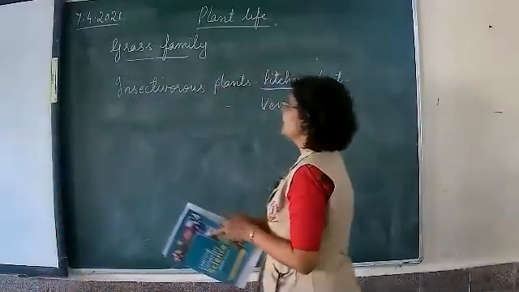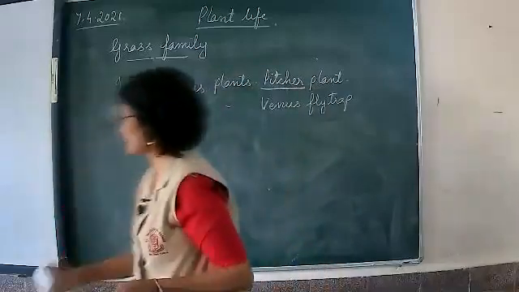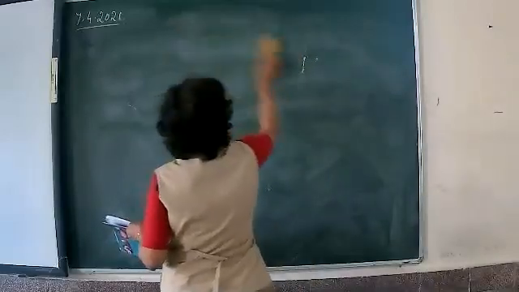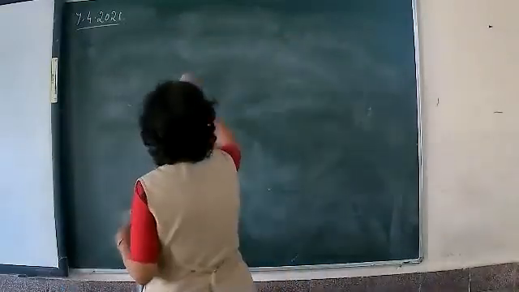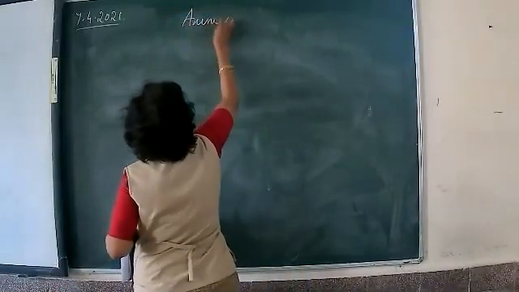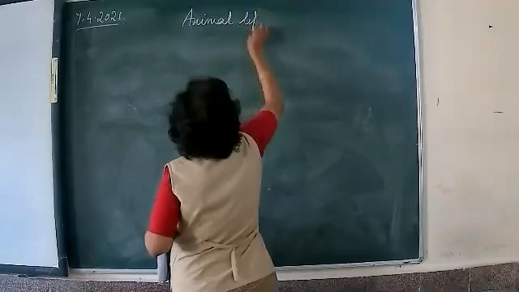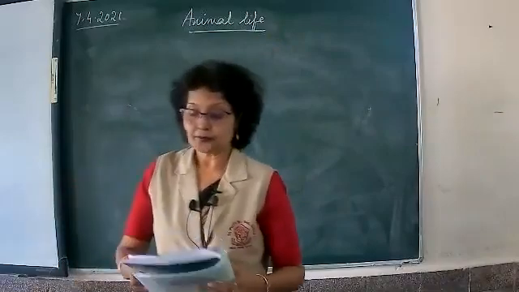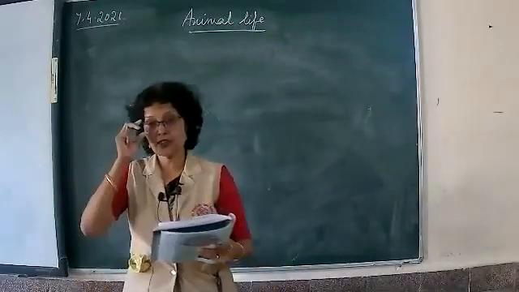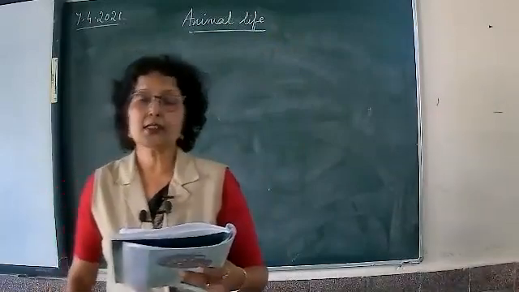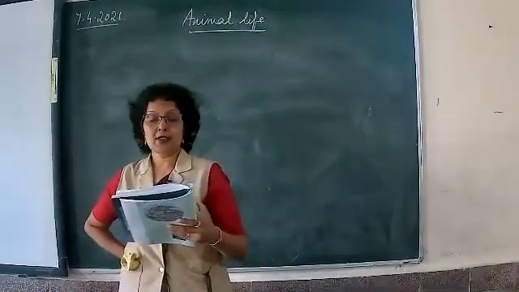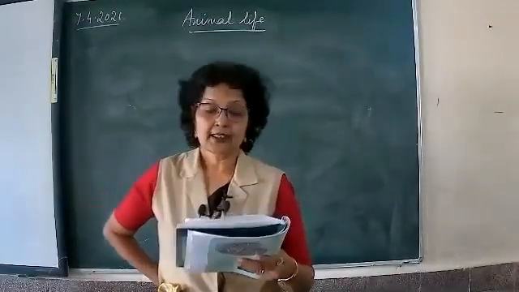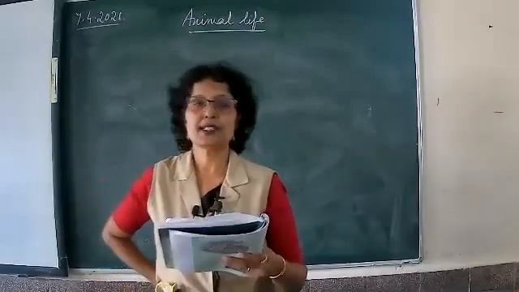Now we are doing the animal life. Animal life. Have you heard about dinosaurs? Yes, they lived on Earth a long time ago. Then they died due to sudden changes in the climate of the Earth. The Earth's climate changed so quickly that they could not adapt to the surroundings and they died.